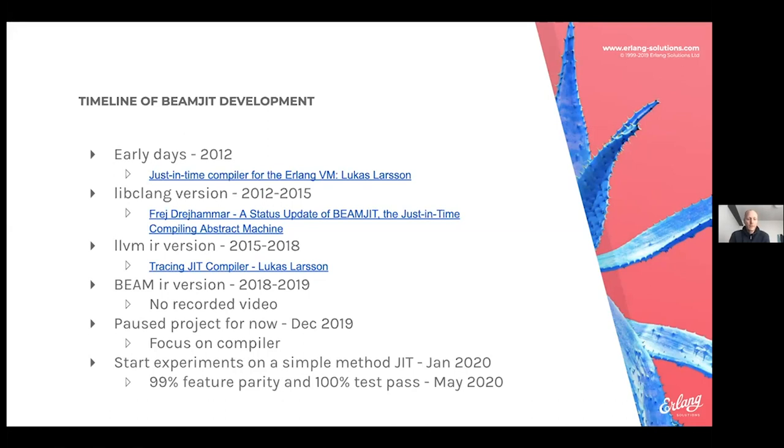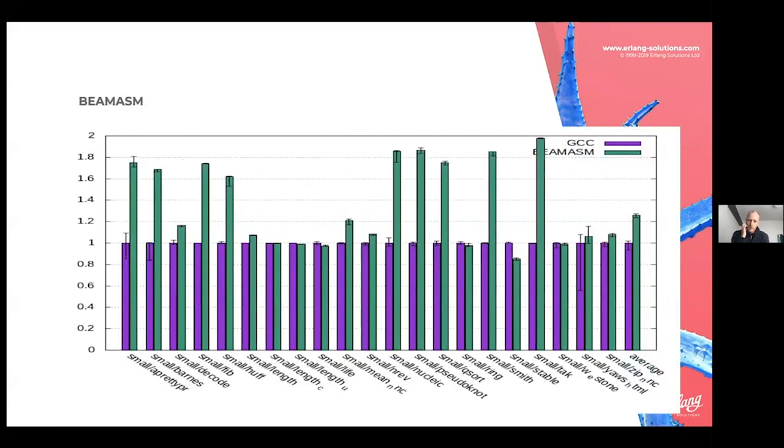And now in May, we have 99% feature parity. We have some small features missing, but tracing, code loading, all the difficult things are there. We pass 100% of our test suites in there. Our performance is about a 25% increase over normal Beam, which is a good thing. We are never slower than this test case, but we'll fix that eventually.